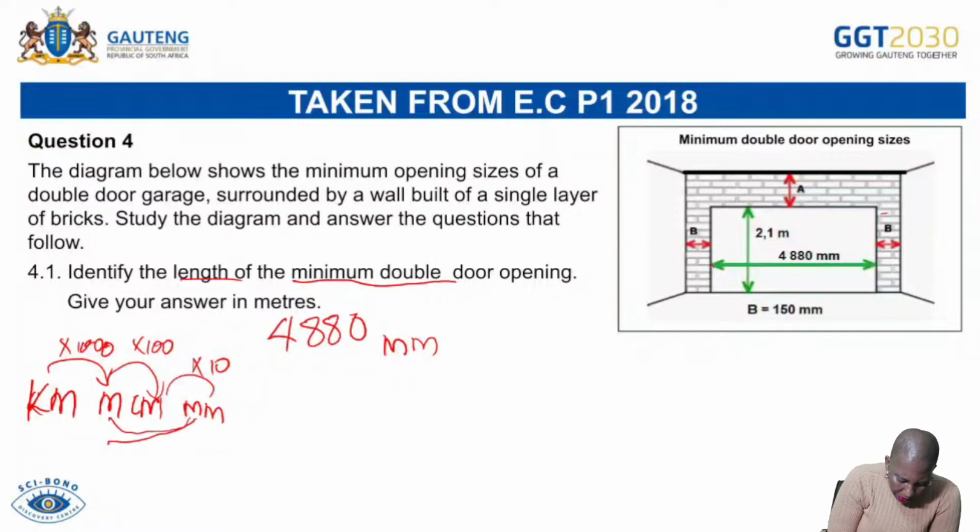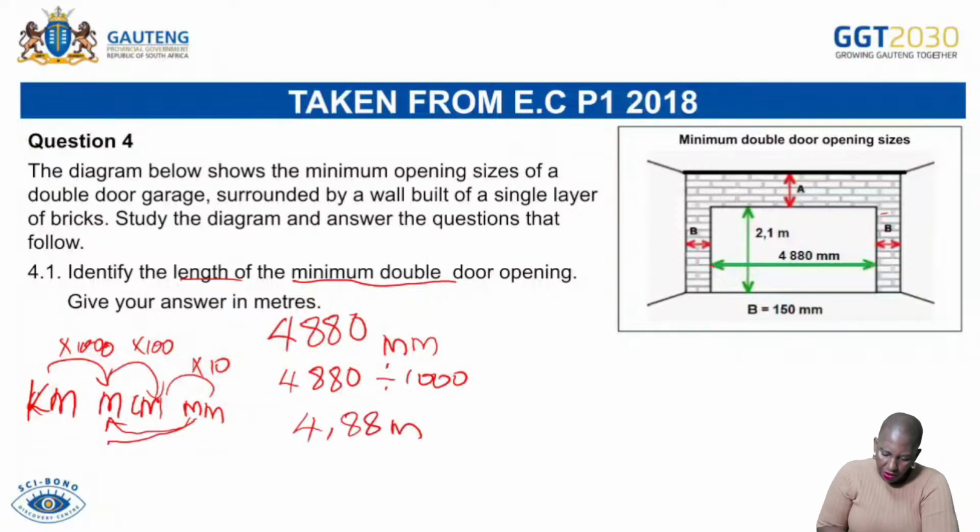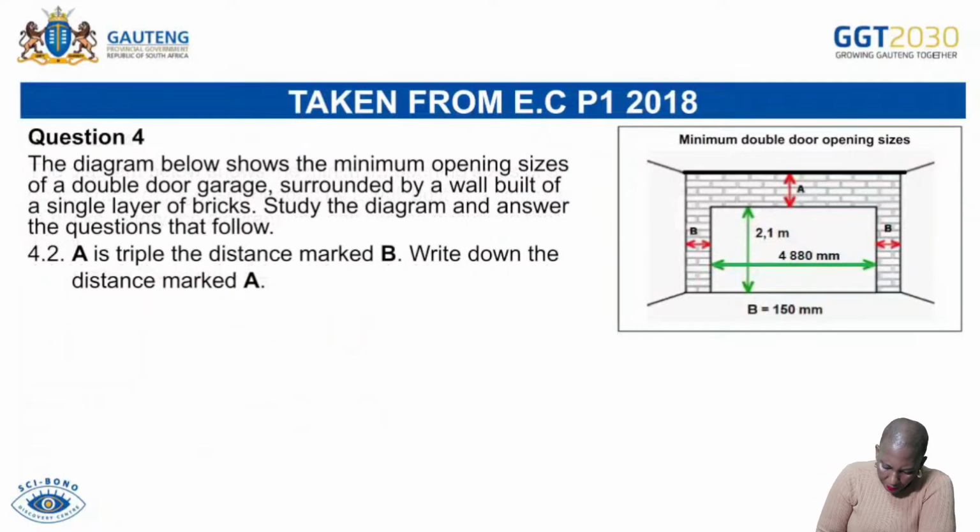It will be from here up until here. We have to divide by what? By 1,000. So if I have to divide by 1,000, it will be 4,880. So to meters, I just divide it by 1,000, and then 4,880 divided by 1,000 will give me 4,88 meters. We are done. That's number 1 out. Done. Then let's quickly go to number 2.